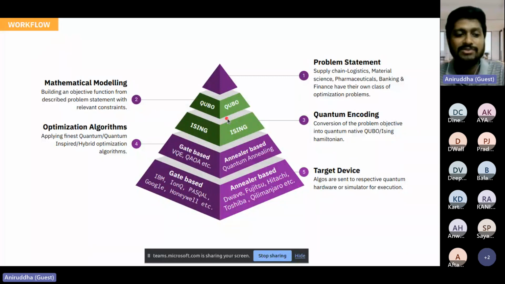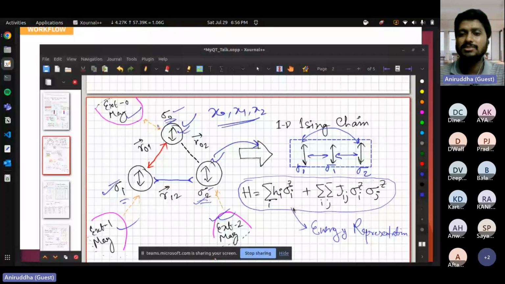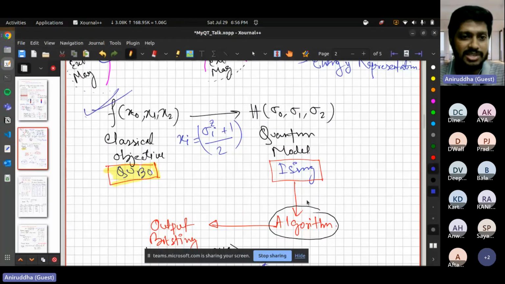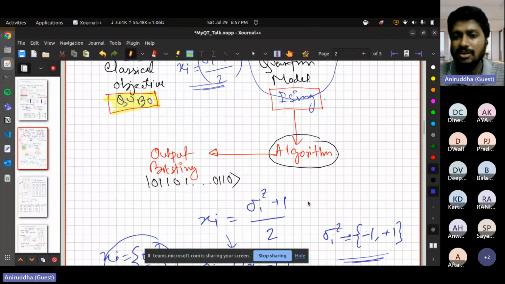I'll also give some additional examples. So what are the basic steps? You had a basic classical objective in terms of a binary polynomial. You applied some mathematical transformation and converted it into an Ising Hamiltonian. Once this Ising Hamiltonian is there, you can apply some algorithm, and once you apply the algorithm, you can get the output result in terms of a bit string, zeros and ones.